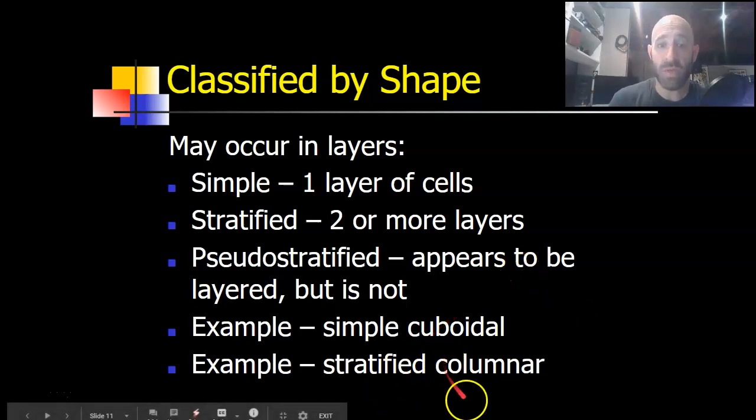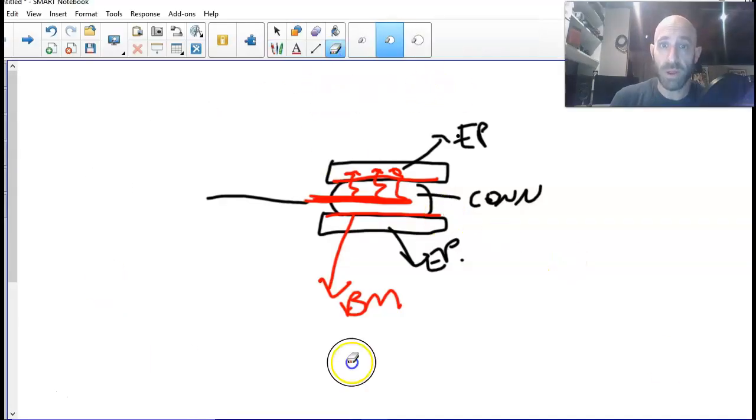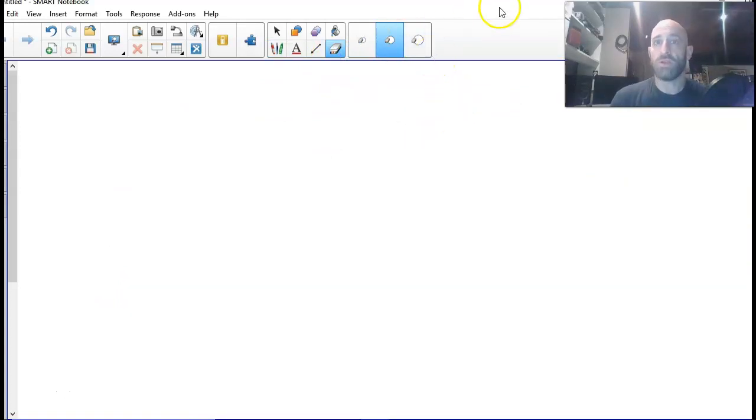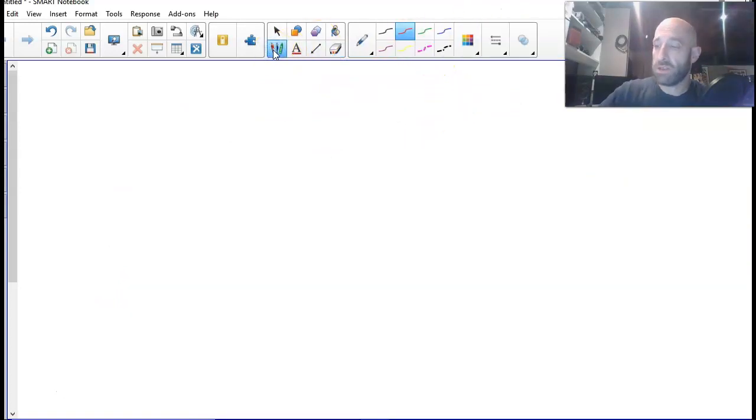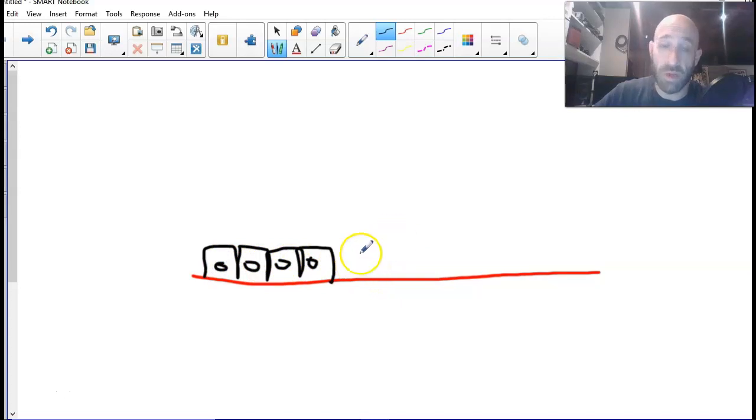Lastly, I want to just make sure that we understand what pseudostratified is. So I'm just going to come back to my little whiteboard here. So why is it pseudo-stratified? Well, pseudo means fake. So let's say this is the basement membrane here. And in a normal situation, this would be like a simple cuboidal. You have a single layer of cuboidal cells. And that would be simple cuboidal. Now, what stratified would look like would be if there's another layer. So this would be a stratified cuboidal because it's got 2 layers.